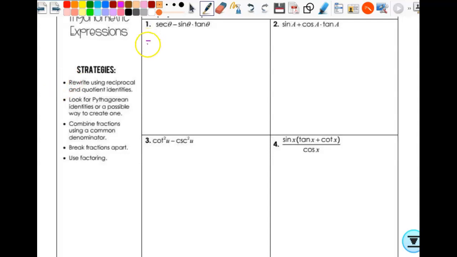And when you do that, you're kind of trying to get it into all the same, not necessarily just one trig function, but most of the time you're trying to aim for sine and cosine. It's like the easiest way to go about things. So secant is the reciprocal of what? Cosine. So I'm going to make this 1 over cosine theta. Minus, then I have sine theta, and then I know that tangent theta, what's the quotient identity for tangent theta? Sine over cosine. This is sine theta over cosine theta.